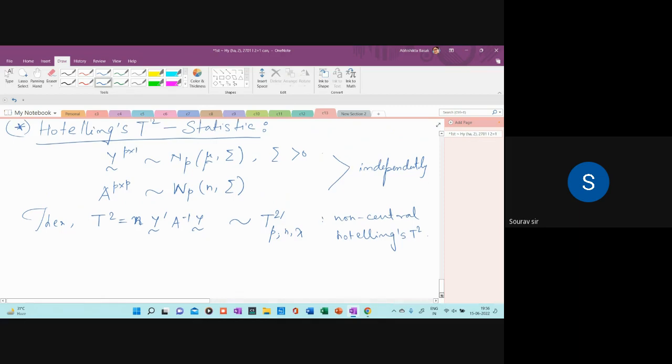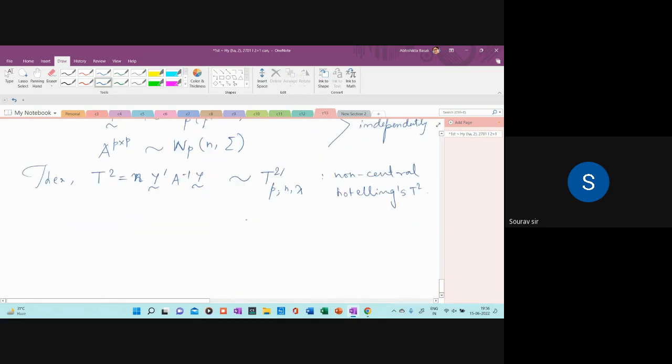Where my parameters are: the distribution with dimension p, degrees of freedom n, and non-centrality parameter lambda, which is my mu curl transpose sigma inverse mu curl.